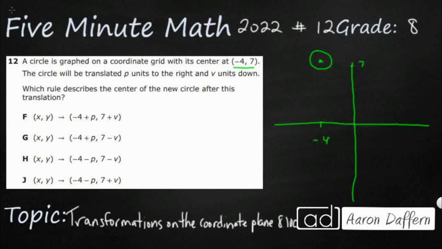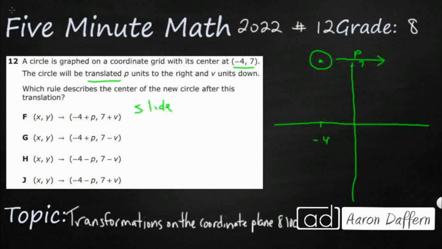And it will be translated. When we do a translation, that means we're going to slide it. We're not going to rotate it. We're not going to reflect it, move it, turn it. We're going to slide it. So it will translate p units to the right. They're not actually going to give us an actual number, they're just going to say p. And then we've got v units down.